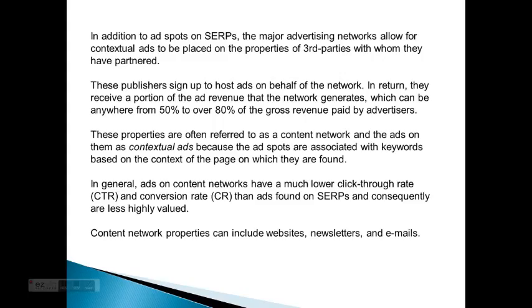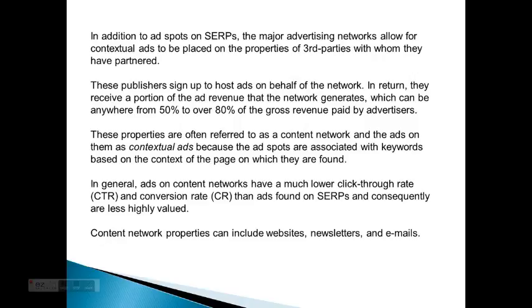In addition to ad spots on SERPs, the major advertising networks allow for contextual ads to be placed on the properties of third parties with whom they have partnered. These publishers sign up to host ads on behalf of the network. In return, they receive a portion of the ad revenue that the network generates, which can be anywhere from 50 to over 80% of the gross revenue paid by advertisers. These properties are often referred to as a content network, and the ads on them as contextual ads because the ad spots are associated with keywords based on the context of the page on which they are found.